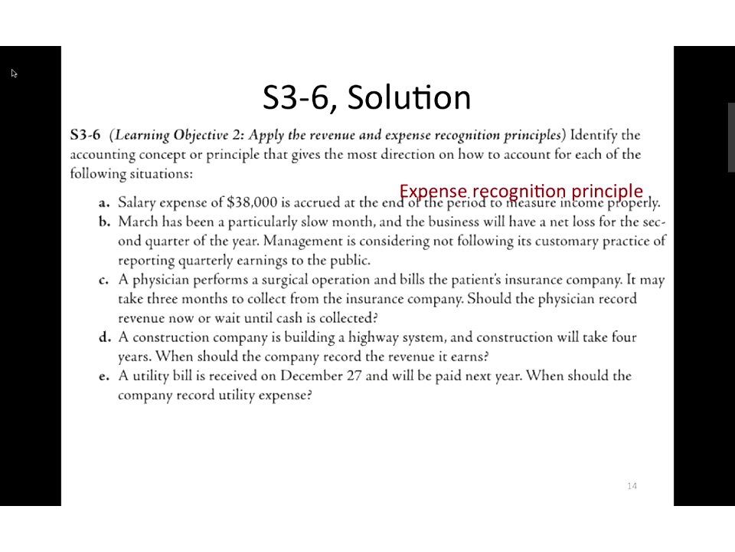Okay, B. March has been a particularly slow month, and the business will have a net loss for the second quarter of the year. Management is considering not following its customary practice of reporting quarterly earnings to the public. So they're saying, boy, March isn't so good, let's not report quarterly earnings to the public. The principle that would be violated there, or gives guidance, is the time period concept. You need to use the same period of time over and over. We make quarterly reports. The SEC requires quarterly reports. We can't violate that because one month isn't as good. So time period concept applies for B.